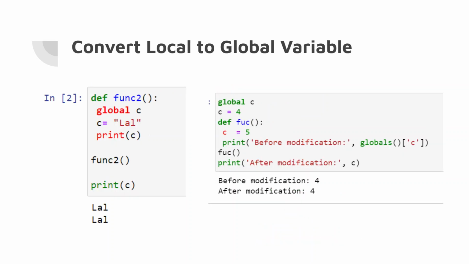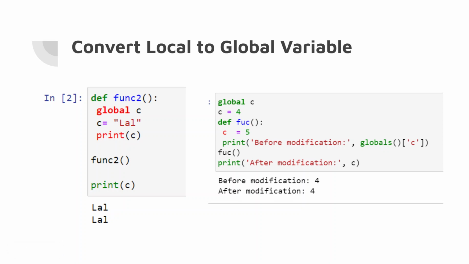Convert local to global variables. So suppose you have c is equal to 10, you want to use outside, so you can simply use a keyword global. Global c, no need to use equal to or something, just global space c you have to use, and then it will work, right? You can see outside the print is working. So you can call it outside the function.